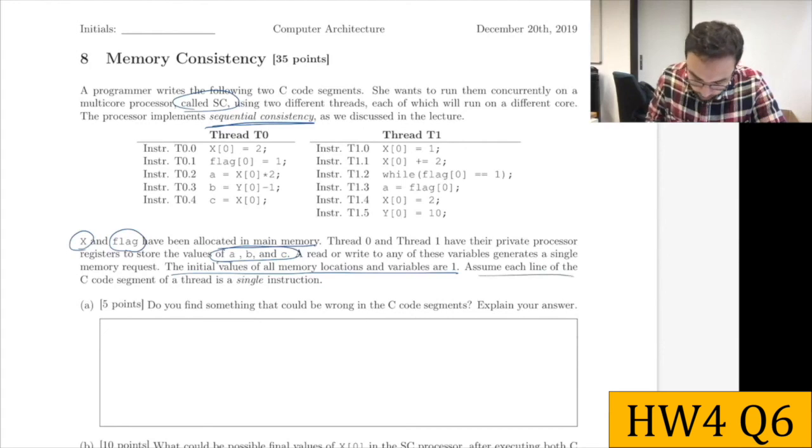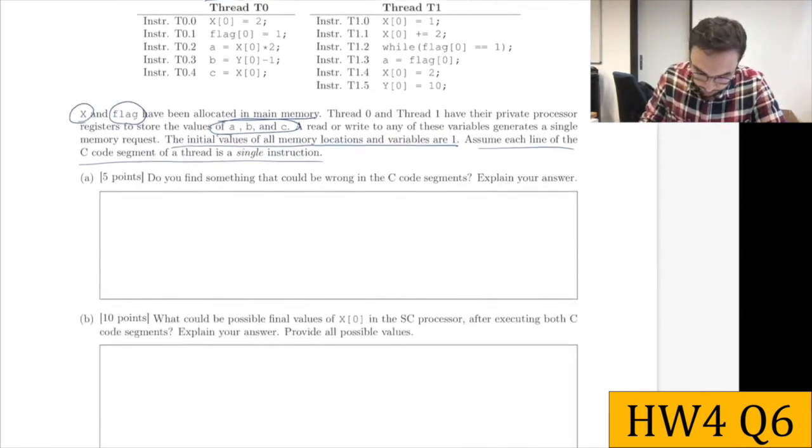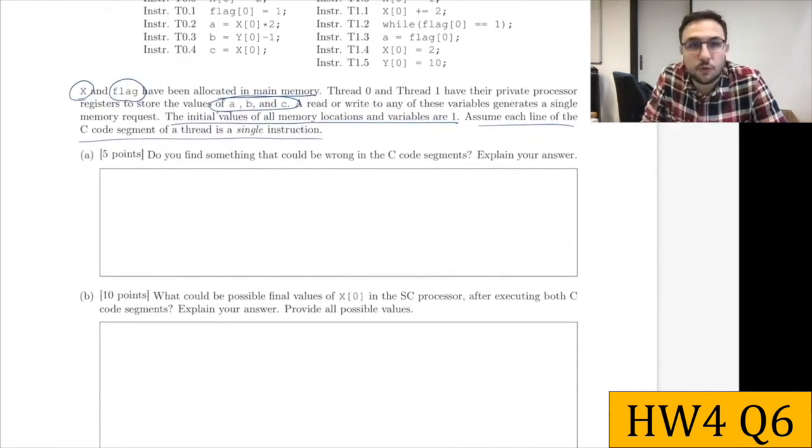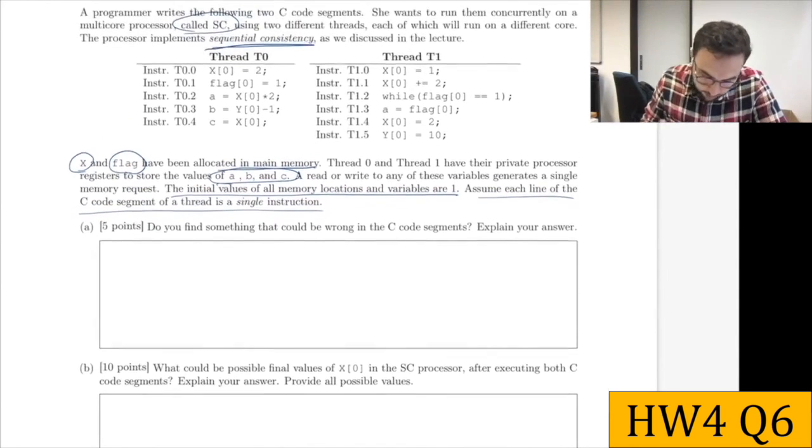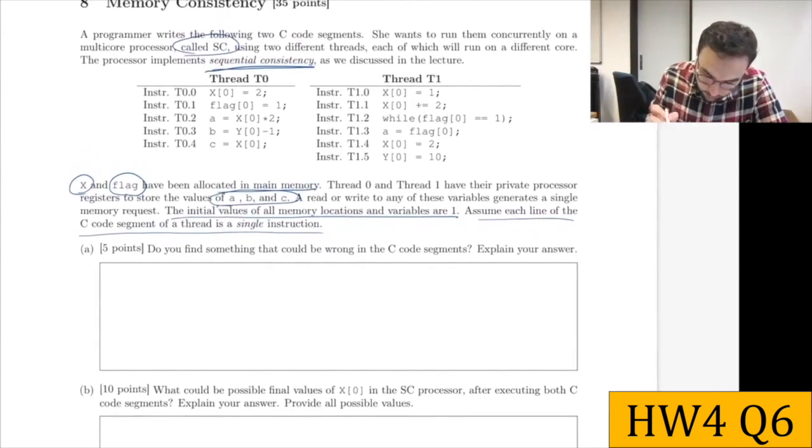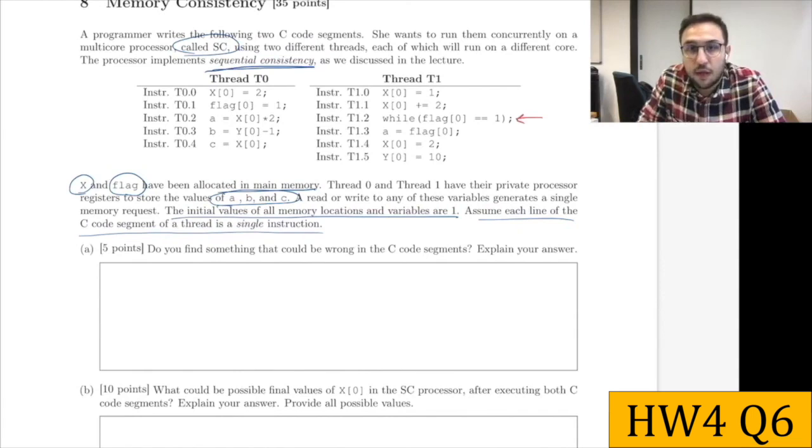And we assume each line of the C code is a single instruction. So let's look at the questions. The first question: do you find something that could be wrong in the C code segment? What can be wrong in the C code segment? Let's look at that.